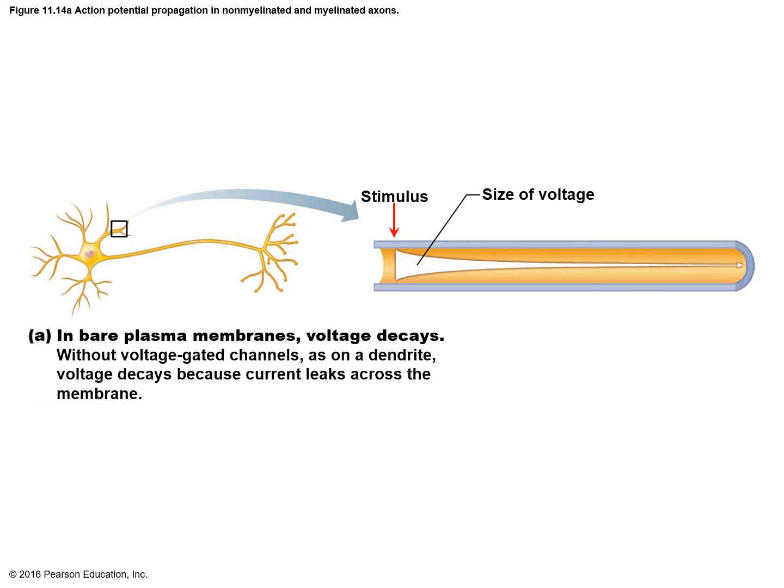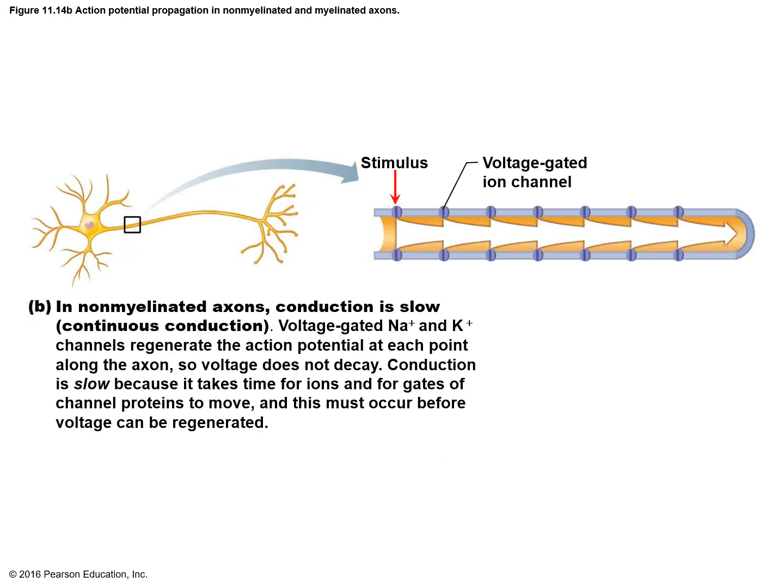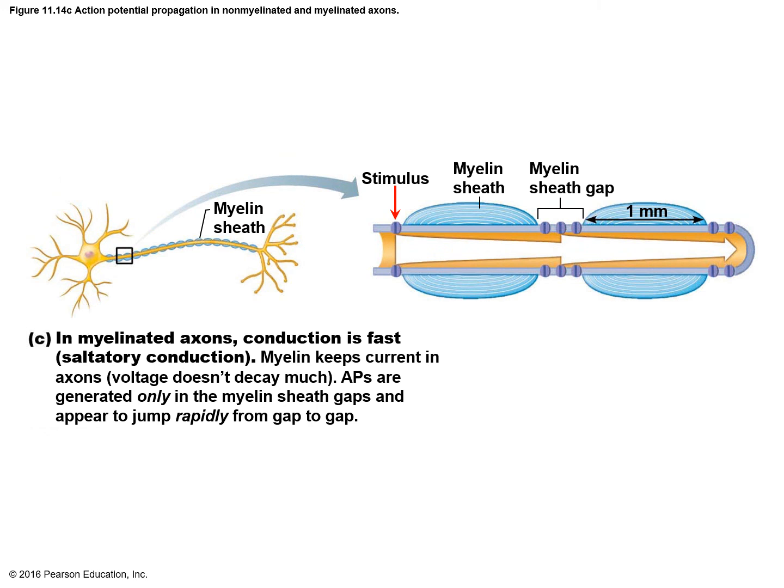And this is just showing how the stimulus can move with and without the myelin sheath on it. And here's now with the myelin sheath.